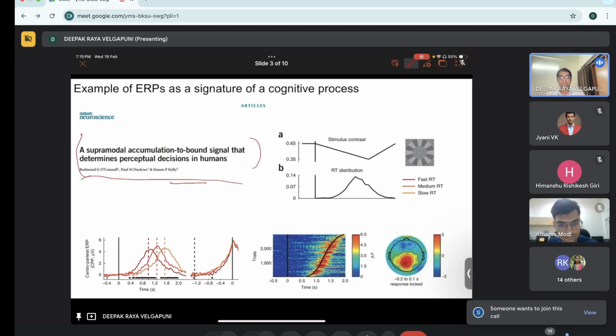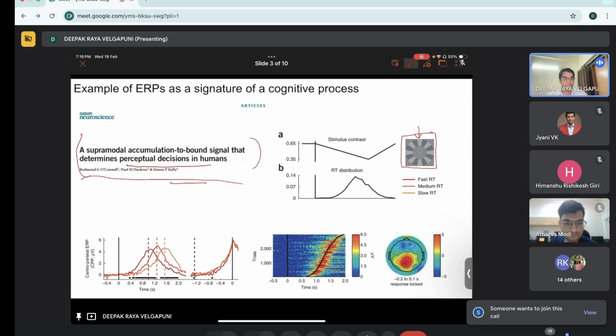Just remember that it is saying something about perceptual decisions, or decision making in humans. So here the task is, focus on this image right now, this one. They see an annular grating like this. Grating means nothing but black and white stripes, and they start.